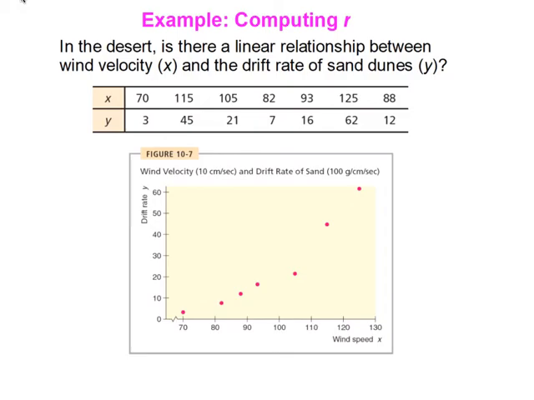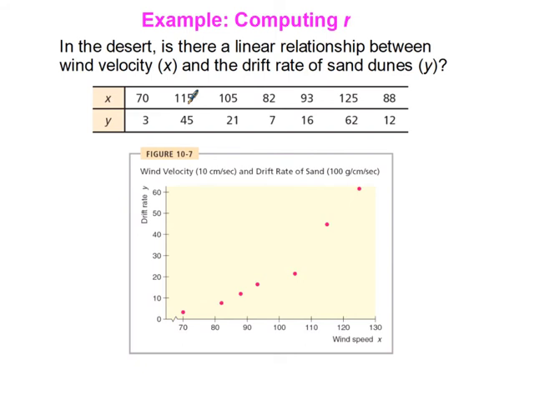Okay. If I went too fast on that, you can flip back and look at it again, and it is in the book. But here's the example I want to use. In the desert, there is a linear relationship between the wind velocity x and the drift rate of the sand dunes y. So 70, 115, and so on, 345, and so on. I've got my x's and y's.